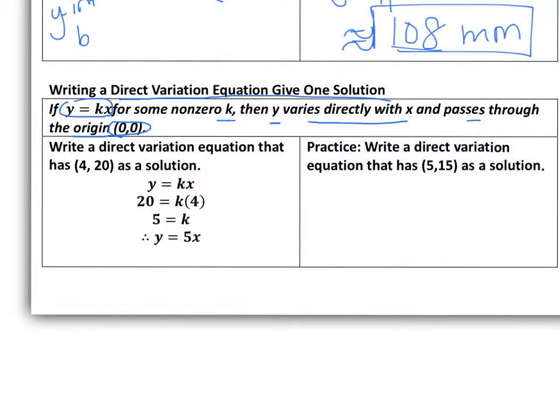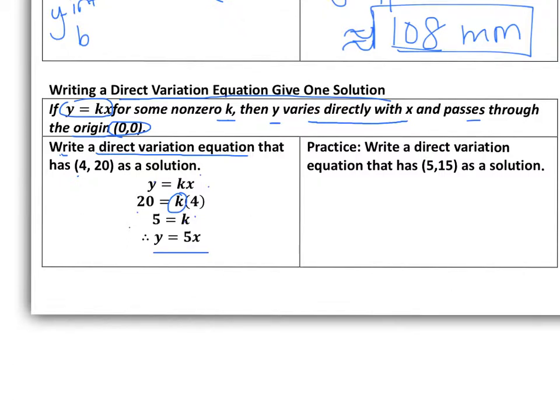So if I give you y equals kx, and your task is to write a direct variation equation that has 4, 20 as a solution, you just write y equals kx and you sub in 4 for x, 20 for y. You solve for k, and k will be equal to 5, and you're going to have to rewrite the equation as y equals 5x.